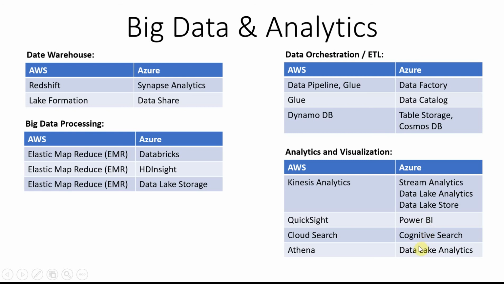Next is cognitive search. This is more about the search facility, and you can do it in multiple ways: searching data on the cloud. The data can be in any storage layer, but it should be possible to search the data where it is. That's where cloud search or cognitive search will help you.